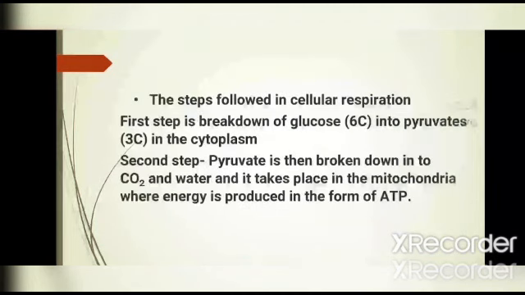The steps followed in cellular respiration. First step is breakdown of glucose into pyruvate in the cytoplasm. Second step, pyruvate is then broken down into carbon dioxide and water, and it takes place in the mitochondria, where energy is produced in the form of ATP.